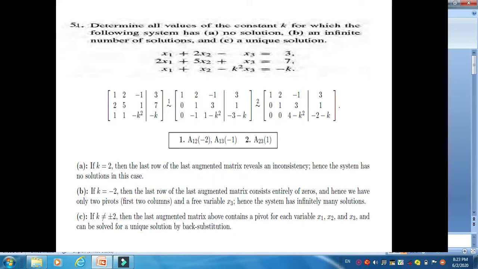Determine all the values of the constant k for which the following system has no solution, an infinite number of solutions, and a unique solution, right? So again we have to apply these three lemmas here: the lemma for no solution, the lemma for an infinite number of solutions, and the lemma for a unique solution. So in order to find the values of k, we must write that system of linear equations as an augmented matrix.